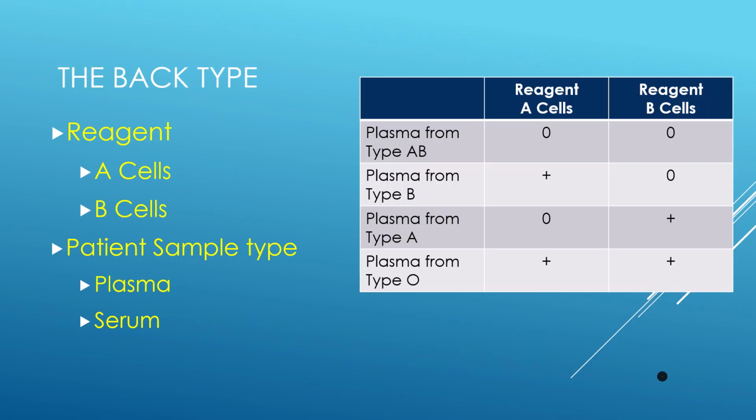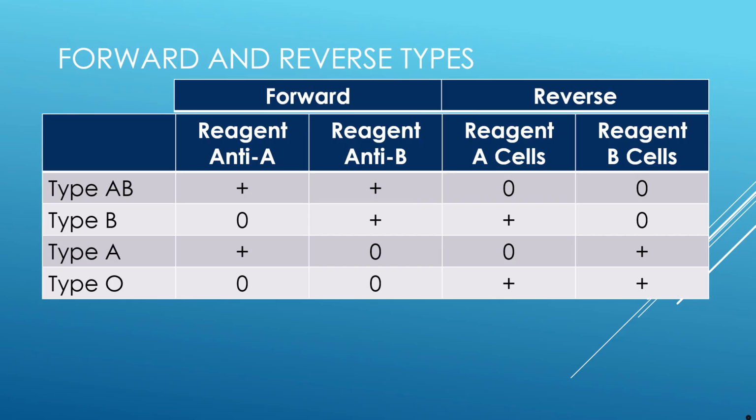The back type is the patient's plasma mixed with reagent red blood cells. We use A1 cells and B cells. If the patient reacts with A1 cells, then A is not part of the blood group. If the plasma reacts with B cells, then B is not part of the blood group. It will look reverse from the front type. Notice the forward and reverse typing are reverse reciprocal. If they are not, you must check your labels and repeat testing.